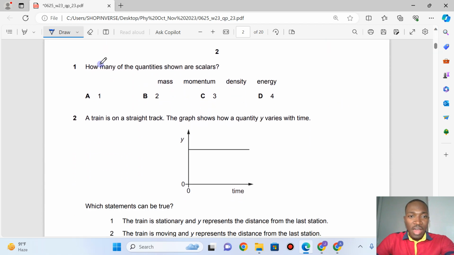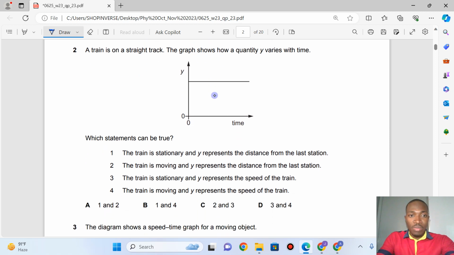Question number 1. How many of the quantities shown are scalars? You have mass, momentum, density, and energy. Mass is a scalar quantity because its direction does not matter. Momentum is a vector quantity because momentum is mass multiplied by velocity. Velocity being a vector quantity simply makes momentum a vector quantity. Density is a scalar quantity, energy is a scalar quantity. Since these three are scalar quantities, then C is the correct answer, which points as 3.